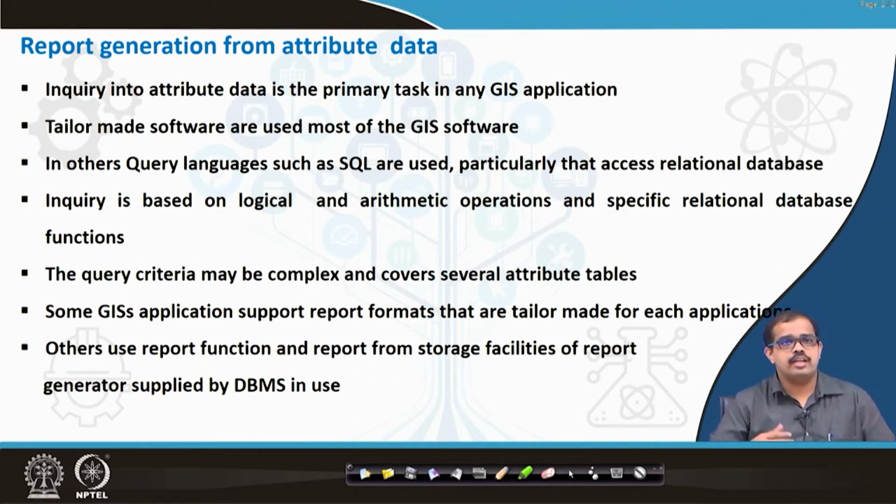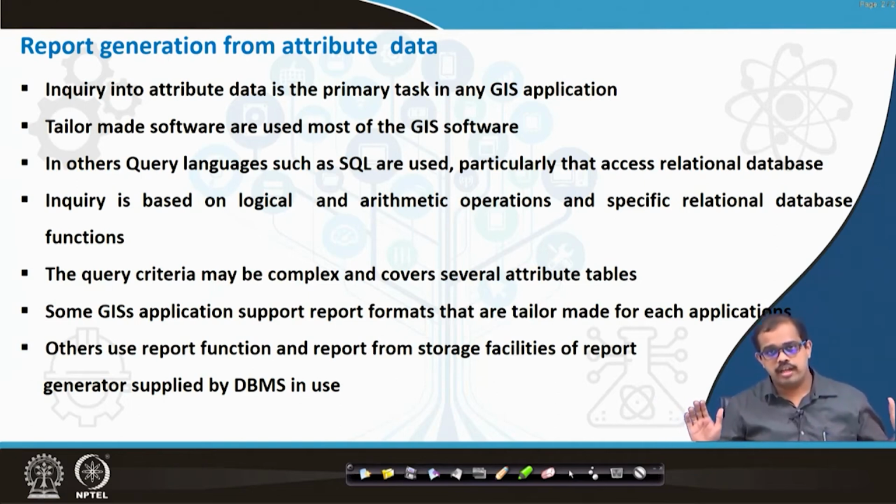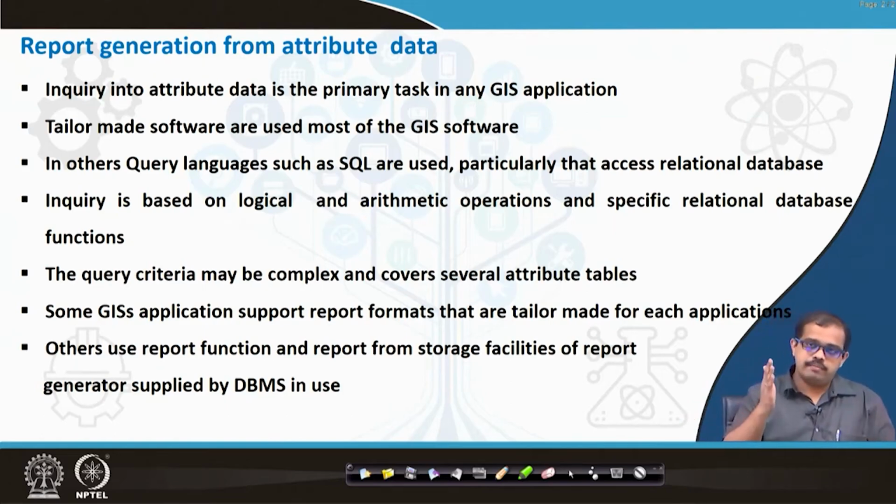When you are looking at an inquiry based on logical and arithmetic operations, specific relational database functions are used. The query criteria may be complex and cover several attributes. It can be on a single attribute, on multiple attributes, or on all attributes in that table. And there are no limitations for any queries. For example, let us say the attribute table that you have created for a particular vector data has 10 attributes.